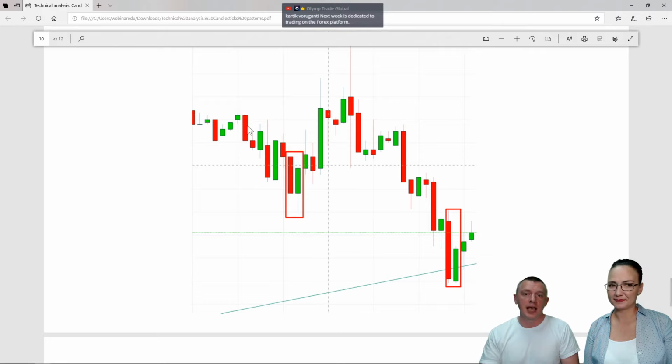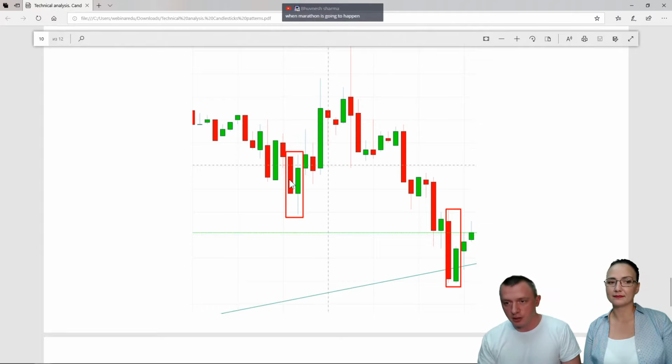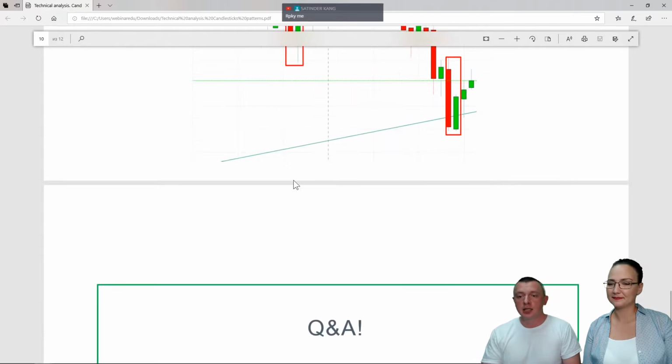Again, we have a downtrend and a piercing pattern. So this is a bullish pattern. You see that there are two candlesticks, and the green one covers the previous red one by two-thirds, by its body, and so on, my friends.